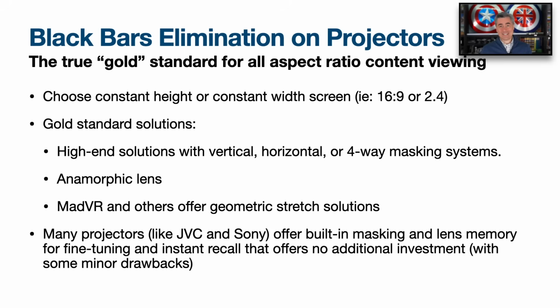If you do have a high-end projector, however, and this is something you'd like to explore, you may have everything you need just built into the projector. So most projectors, especially those from JVC and Sony, they offer built-in masking and lens memory, so you can fine-tune, instantly program, and then at the press of a button, recall any aspect ratio you want on screen with no additional investment. Now, there are some minor drawbacks to this versus the gold standards, like, yes, you do have to use a little bit of the projector zoom, but you don't get distortion.